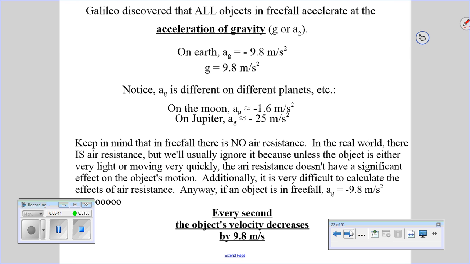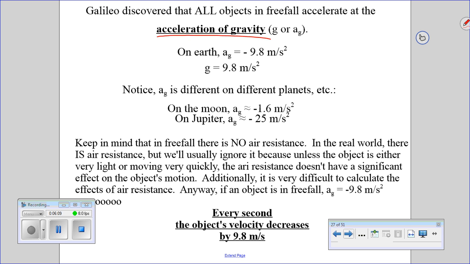Hopefully I did the demonstration in class to help you see the concept illustrated here on the slide, or explained here on the slide. But if not, we'll definitely do it when I see you next. So Galileo, Italian dude who lived in the 1500s, I should have checked my notes, discovered that all objects in free fall accelerate at the same rate. And that rate is called the acceleration of gravity.